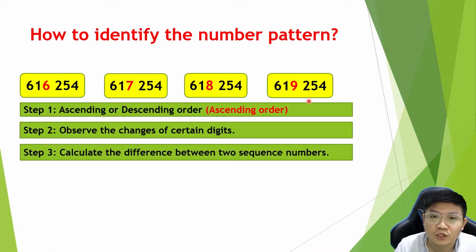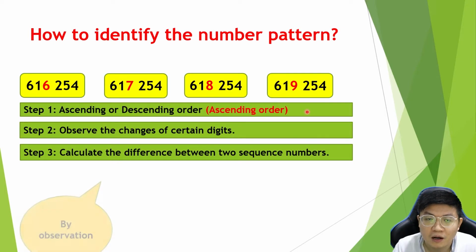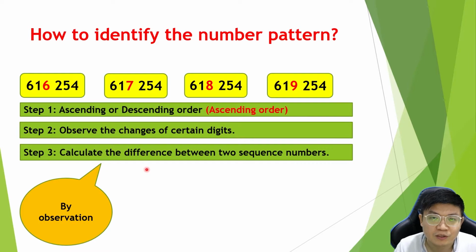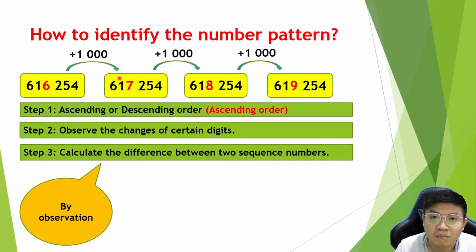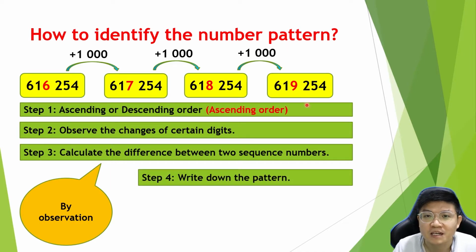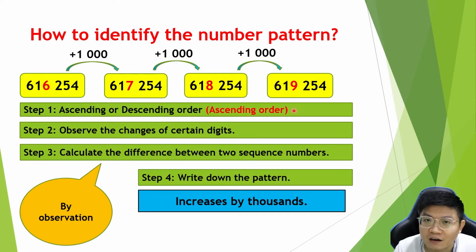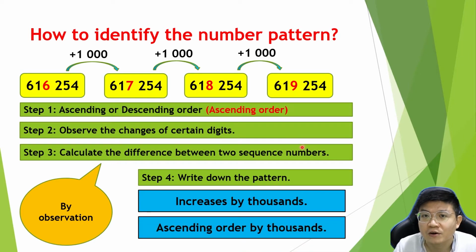So third step, you need to calculate the difference between two sequence number. But in this case, I no need to do. Just by observation, I know from 6 to 7, it's actually different by 1000. You no need to calculate, just by observation you know. Therefore, you know this is ascending order, then it will be plus 1000, plus 1000, plus 1000. So how do you write the number patterns? It's actually increased by thousands or ascending order by thousands.